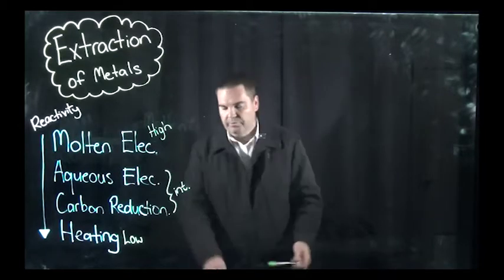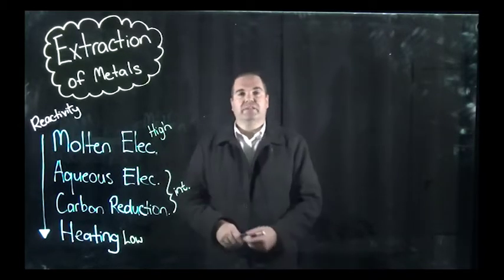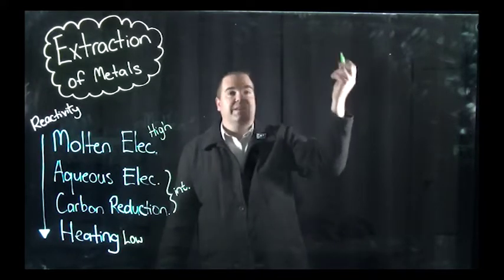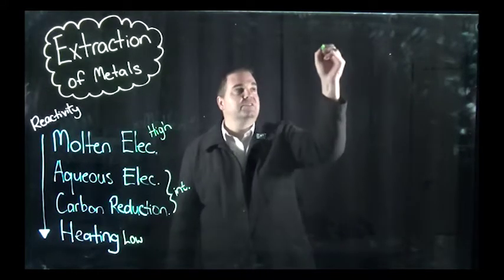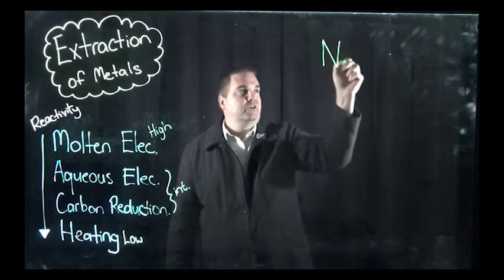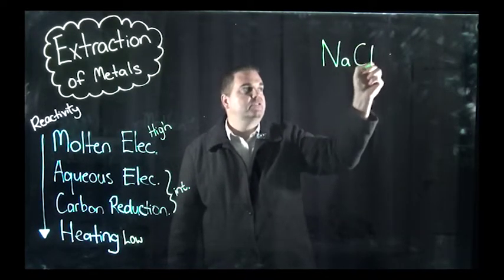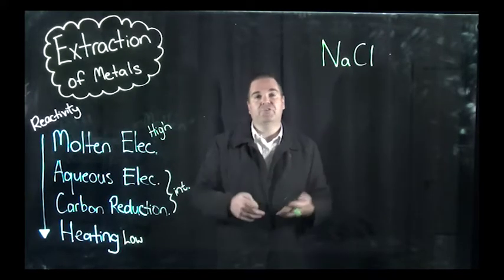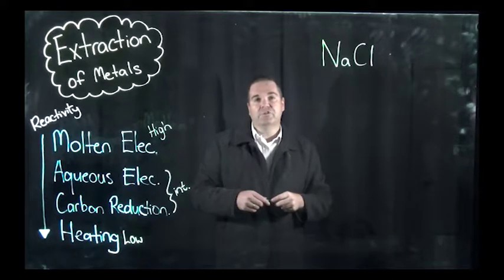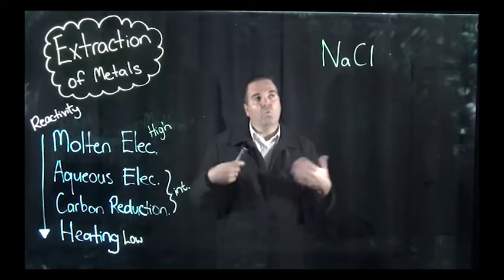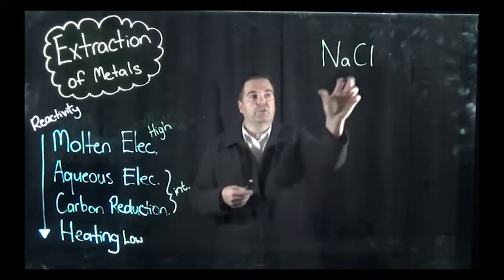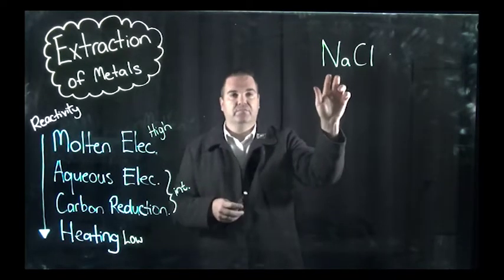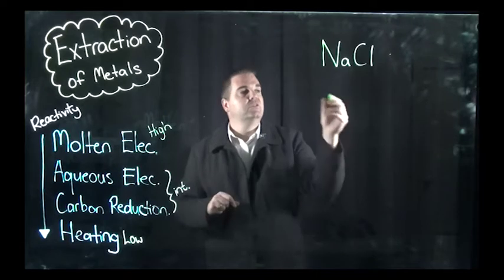I'm going to start off with the molten electrolysis, and I'm going to use an example of, say, sodium chloride. Let's say you wanted to get the pure sodium out of a solution of sodium chloride. Now, if you pass an electric current through an aqueous solution of sodium chloride, what you've got in that aqueous solution is sodium chloride, but you've also got water. Now, sodium is a highly reactive metal.